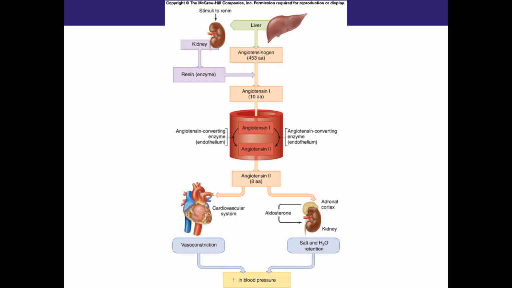So ACE inhibitors do two things. They actually help with vasoconstriction, decreasing total peripheral resistance, and it inhibits aldosterone so you don't get as much salt reabsorption.